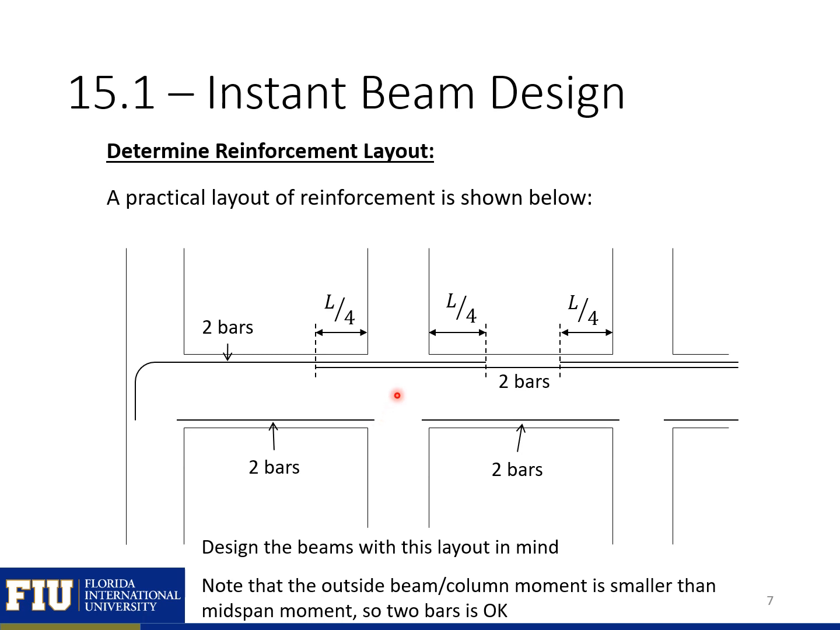So essentially in the maximum negative moment region, you will then have 4 bars. In the negative moment region on the exterior span where the moment demand is less, you'll have 2 bars, and then the positive moment region where moment demand is less, you'll also have 2 bars. So we're going to try to design the beams on the following slides with this reinforcement layout in mind.